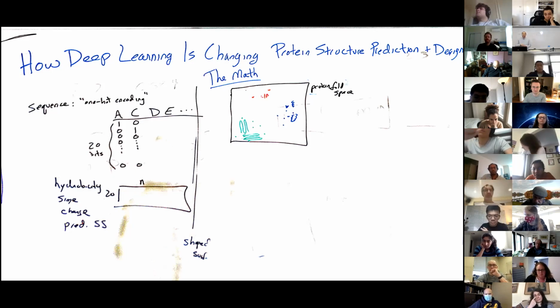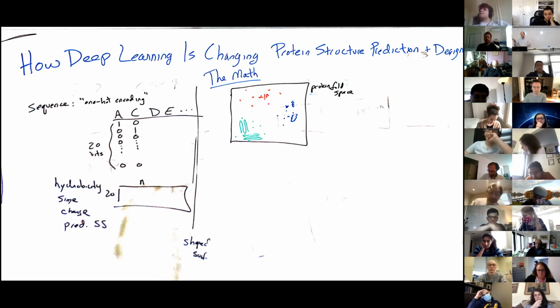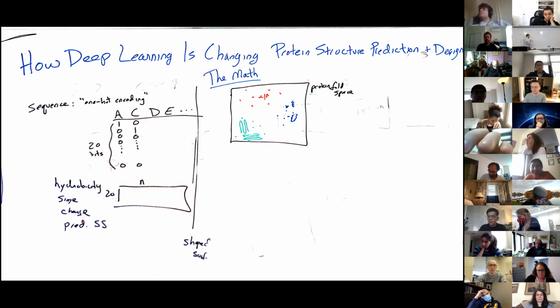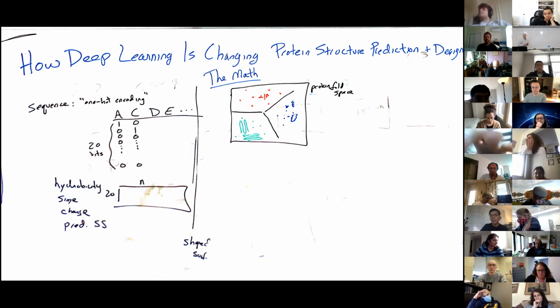So one thing you can think about with deep learning, when it's trying to learn what a protein looks like, is that it needs to look at a lot of data and a lot of examples, and then it needs to separate them and learn the differences. So one simple thing it might learn is the boundaries in protein fold space between the alpha folds and the beta folds and the mixed folds, right? So you want to separate these things.